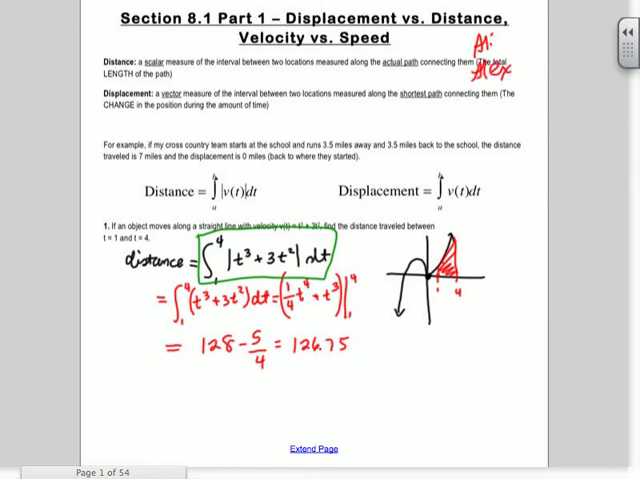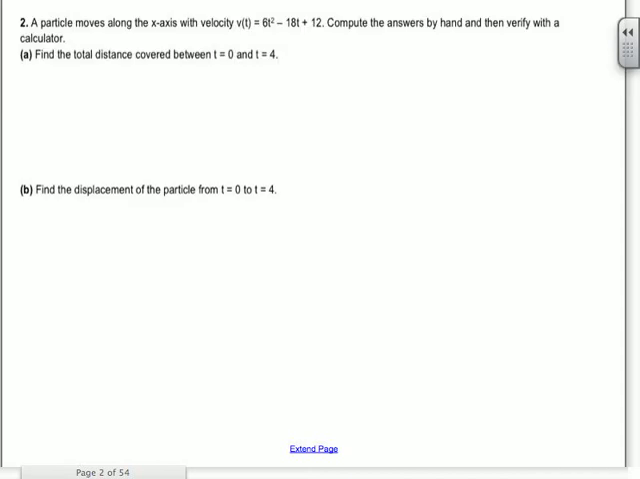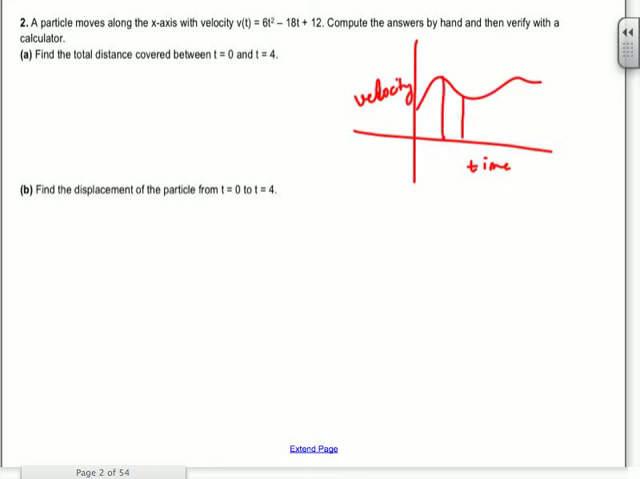All right, so next up. A particle moves along the x-axis with velocity 6t squared minus 18t plus 12. I always had to do this on my AP tests. I had to think about graphing velocity and time along here. You don't have to draw this, but think about the units. Guys, stop talking. Think about what this rectangle would be.